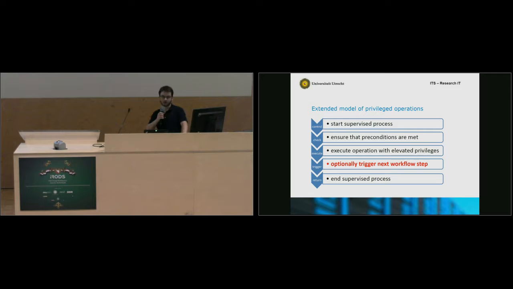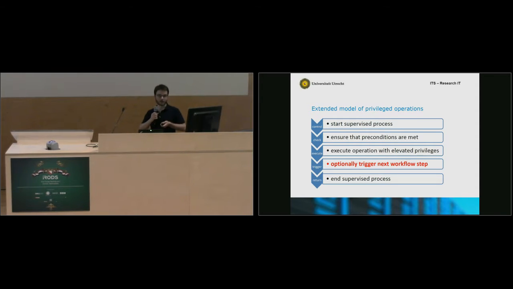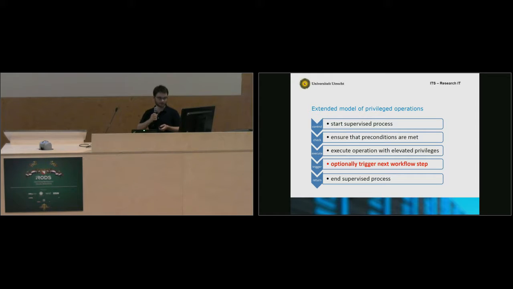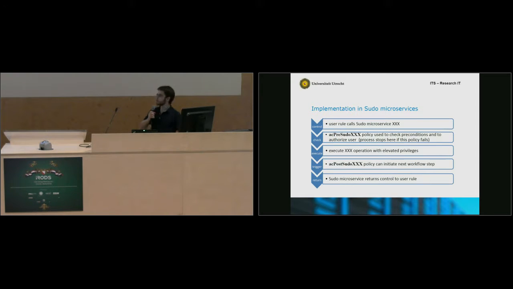So that last principle requires us to extend our model a little bit. We need to trigger our next workflow step. So it's kind of symmetrical to the precondition. It's executed after the operation has concluded. So in practice, it looks like this. The user calls a microservice from a rule, or using iRule. The precondition is executed. It's a pre-proc rule, just like many other operations have them. If it succeeds, the operation is executed with elevated privileges. And then a post-proc policy is called. It's optional, but it's there if you want it. And at the end, control returns to the user. The microservice returns.